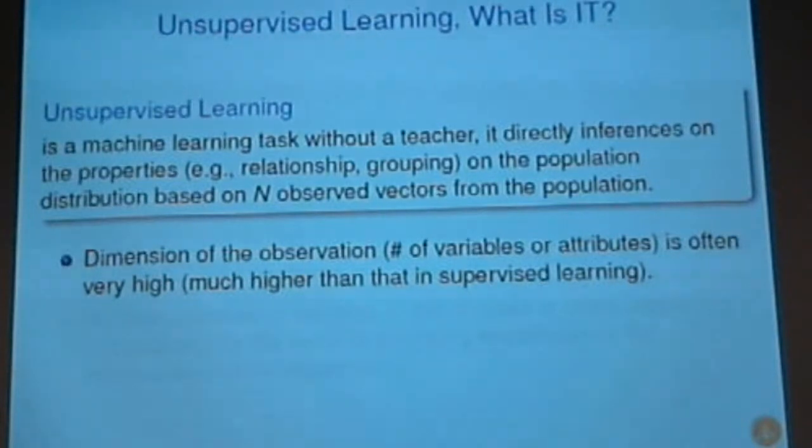And usually this involves very high dimensional observations. High dimension means that you have more attributes than observations. Like in clustering of genes, you probably have a few hundred observations, but you want to look at thousands of different genes. So usually we deal with high dimensional data.